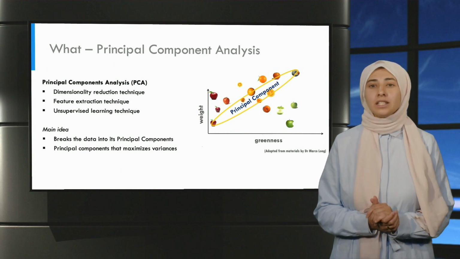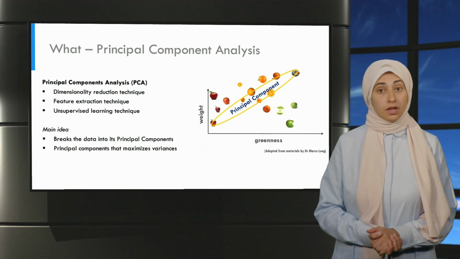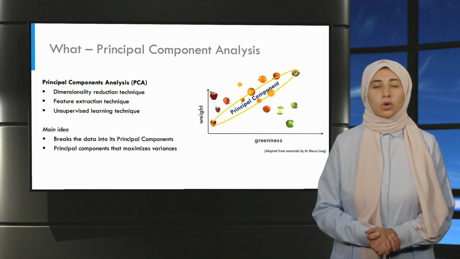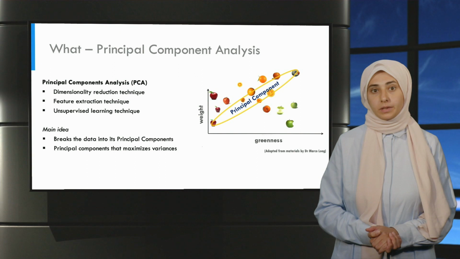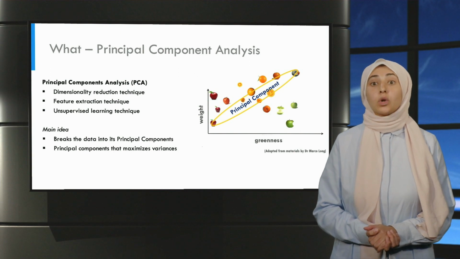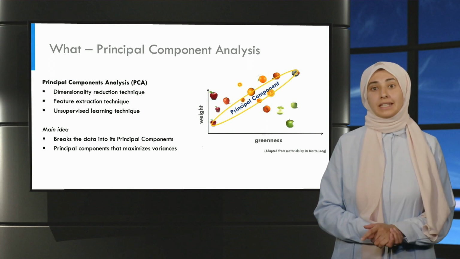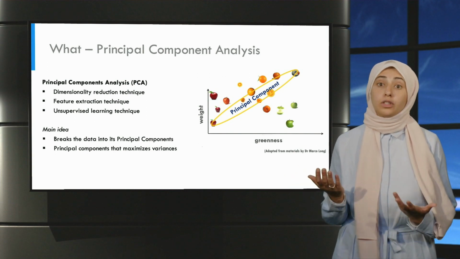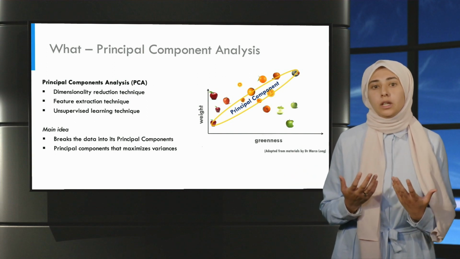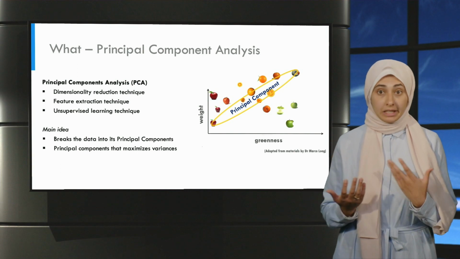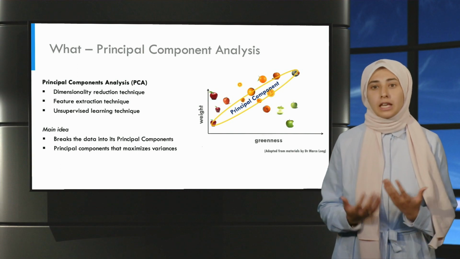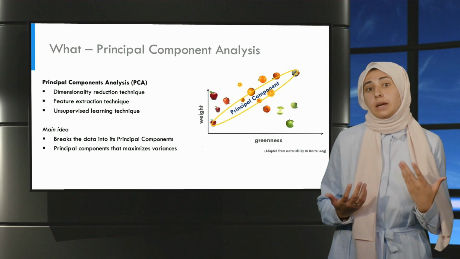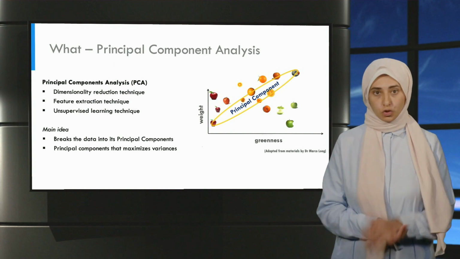PCA is an unsupervised learning technique. Therefore, PCA does not consider the labels of our data points. PCA only considers the features that represent each data point in space. In the example of apples and oranges, the PCA will only look at the features, which are weight and greenness, without taking into consideration if it's actually labeled an apple or an orange.